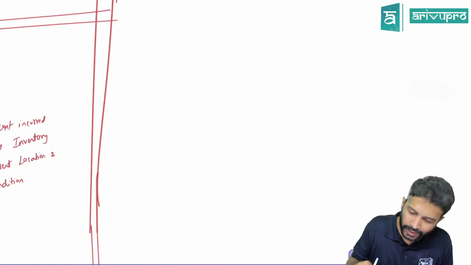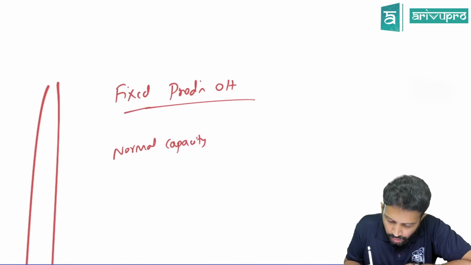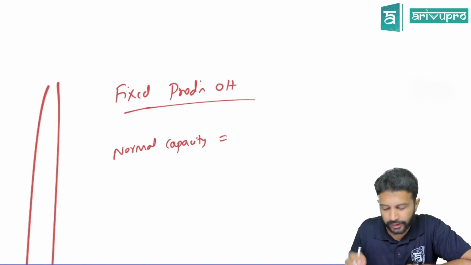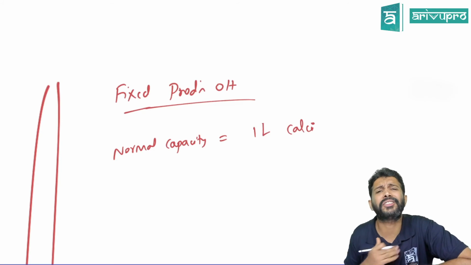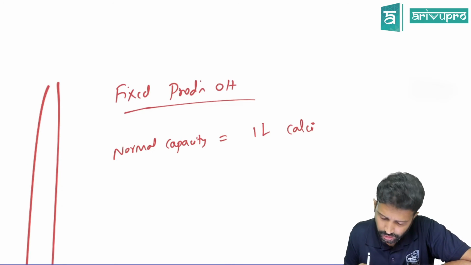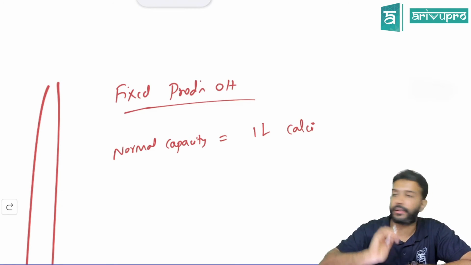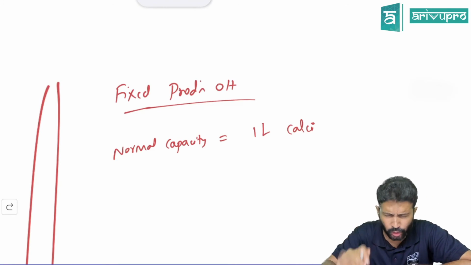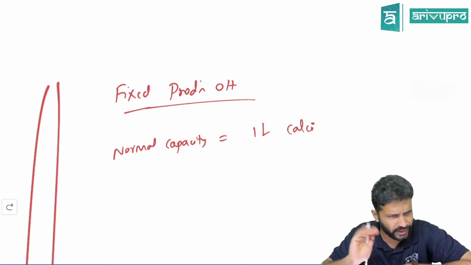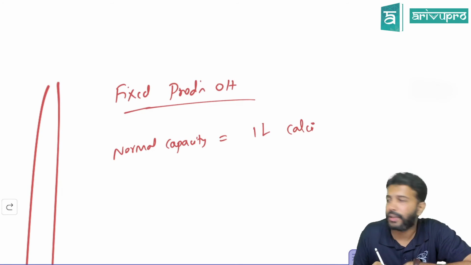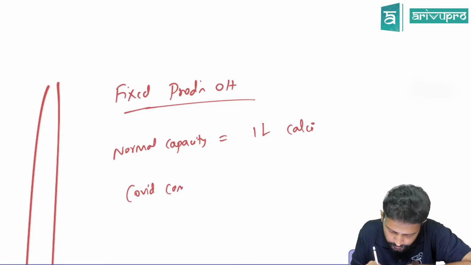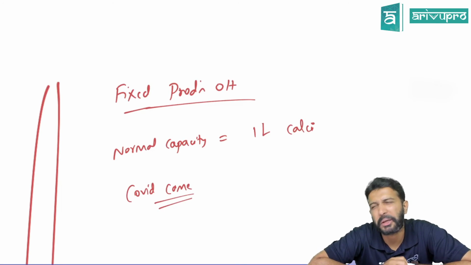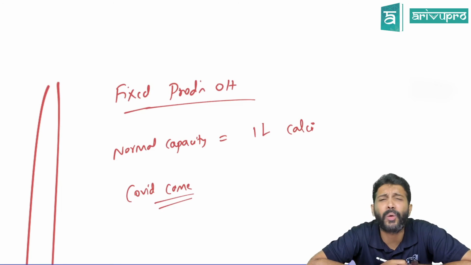Coming back to this particular example. I'm a calculator dealer. I have a capacity to produce 1 lakh calculators. My factory is capable of producing 1 lakh calculators. Good factory, big factory, 1 lakh calculator capacity. But unfortunately, COVID came.